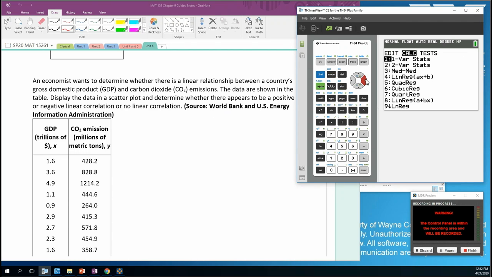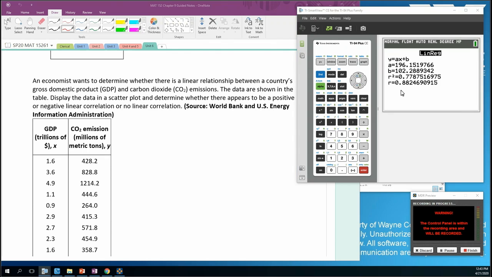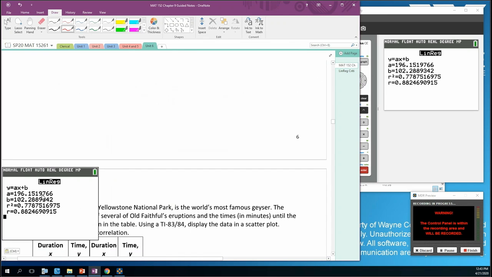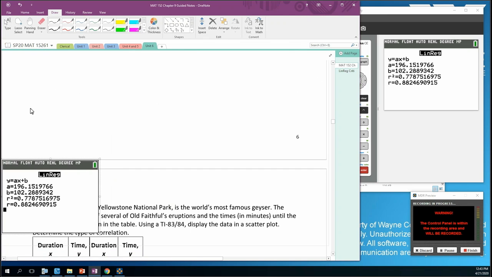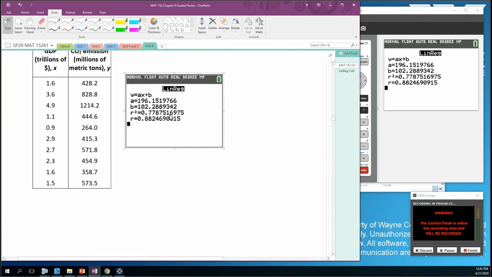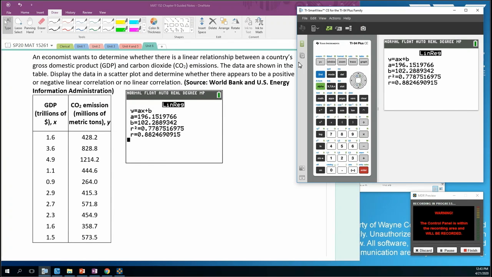Now I'm going to do a LinReg on that. Actually, I am going to store the regression equation. So this is the linear regression. Now I'm going to copy that over to this document. We're going to be using this a little bit later in the course. Now I'm going to make a plot.